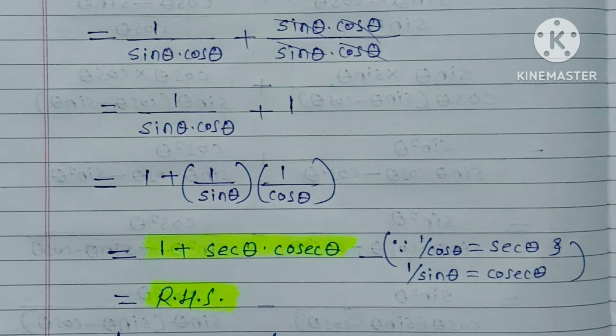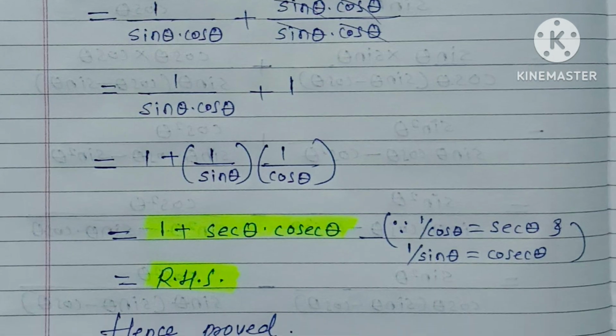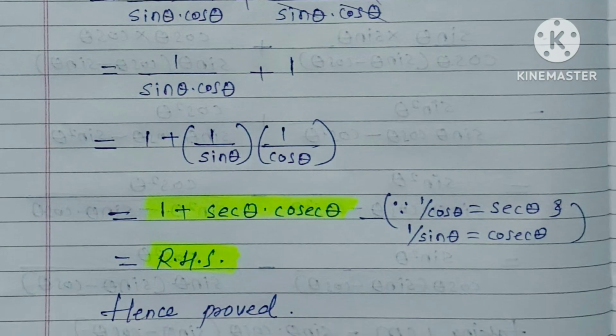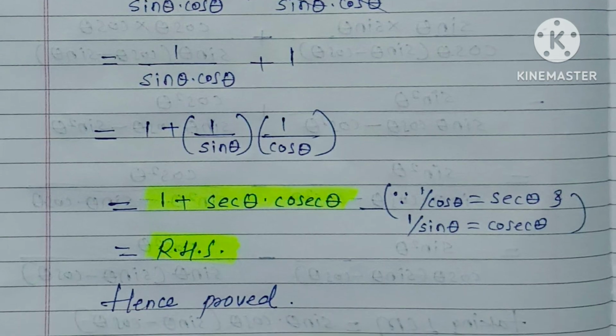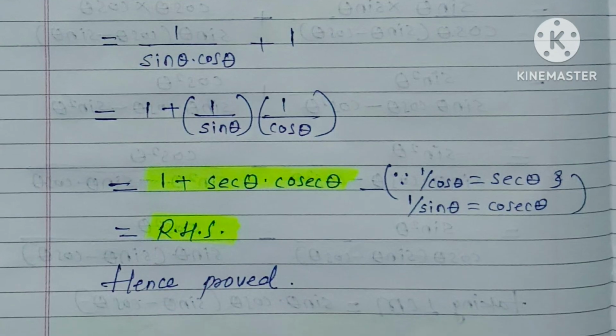So we know 1 upon sin theta is cosec theta and 1 upon cos theta is sec theta. Hence we have just substituted the values, and we'll find 1 plus sec theta into cosec theta, which is nothing but the RHS of the equation, hence proved.